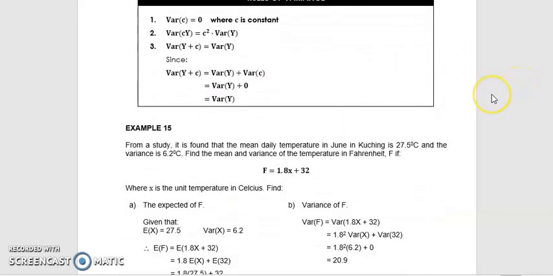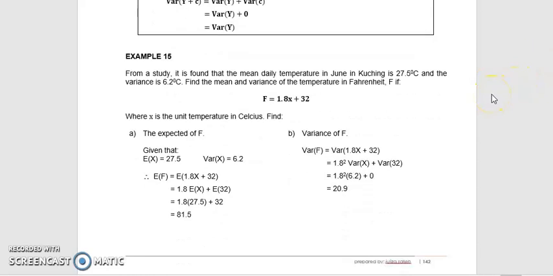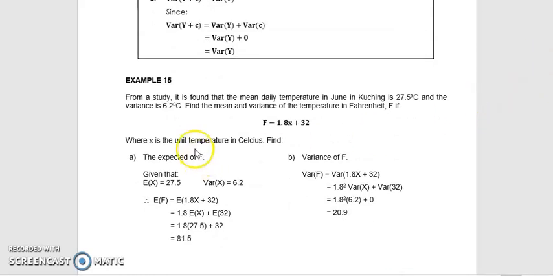Now let's look at this example. From a study, it is found that the mean daily temperature in June in Kuching is 27.5 degrees Celsius and the variance is 6.2 degrees Celsius. Find the mean and variance of the temperature in Fahrenheit F if F equals 1.8x plus 32, where x is the temperature in Celsius.